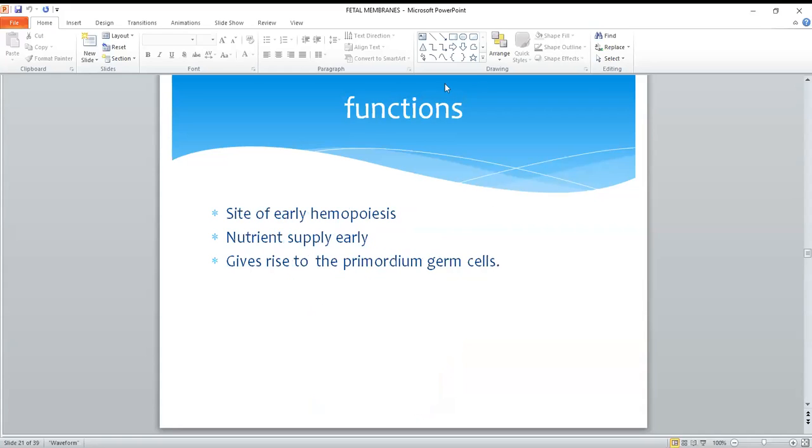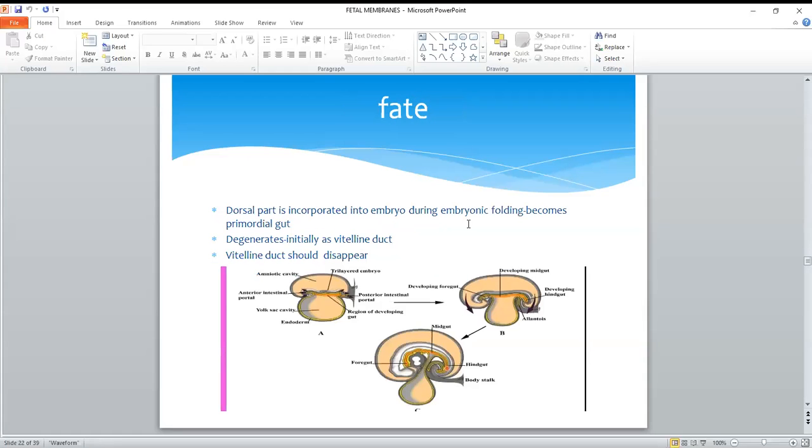Functions of the yolk sac: it is used in early hematopoiesis, which is basically blood formation. It is also a site of early nutrient supply. It also gives rise to the primordial germ cells. I believe we've discussed primordial germ cells somewhere.